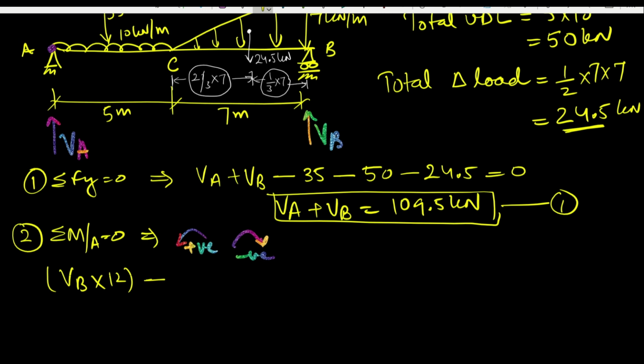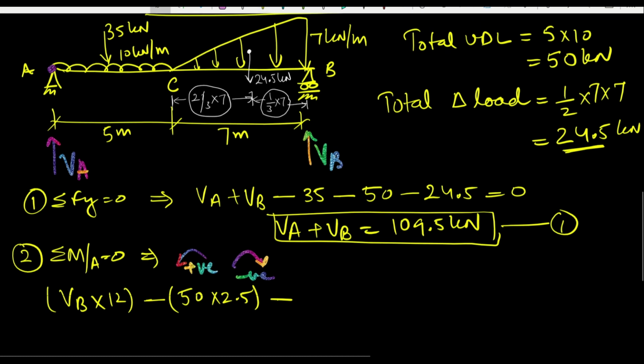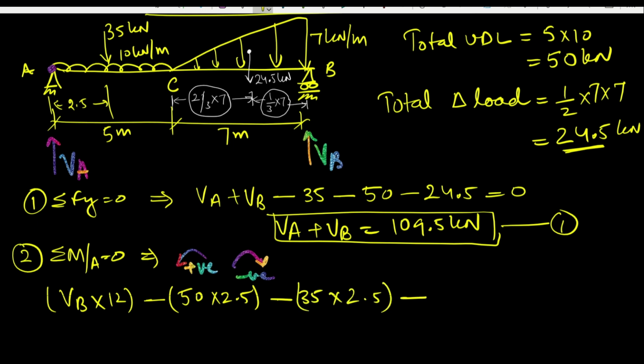first of all, let us take UDL. UDL is 50 and 50 is assumed to pass through the midpoint, into 2.5, minus 35. We have 35 load. 35 is also passing through the distance 2.5, as given in the statement. So minus 35 into 2.5, minus the triangular load. The total triangular load is 24.5, and we have just discussed that it will pass through 2 by 3 into 7. So the distance from point A will be 5 plus 2 by 3 into 7. This is equal to 0.